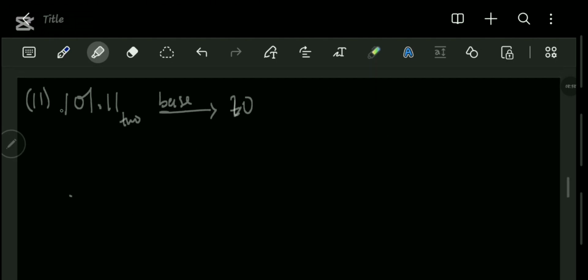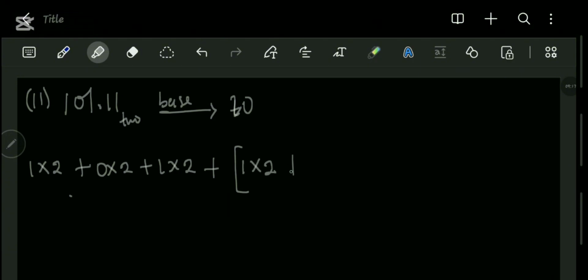So I'm having 1 times 2, plus 0 times 2, plus 1 times 2. That's all for the front, right? Then plus, open a big bracket now because I'm having 2 numbers after the point. So I want to separate them. So I have 1 times 2 plus 1 times 2. So these numbers in this big bracket are numbers after the decimal point, right?